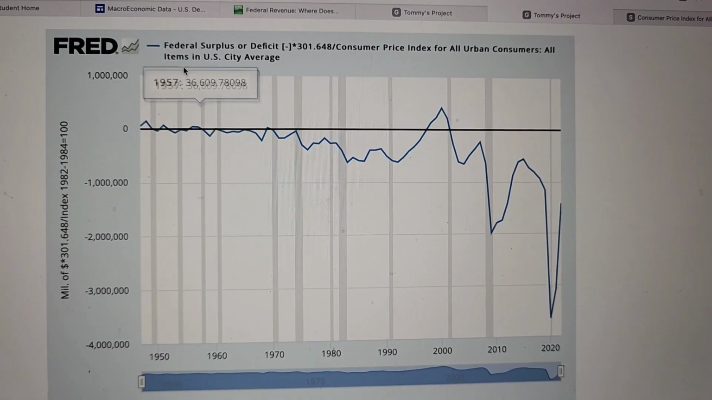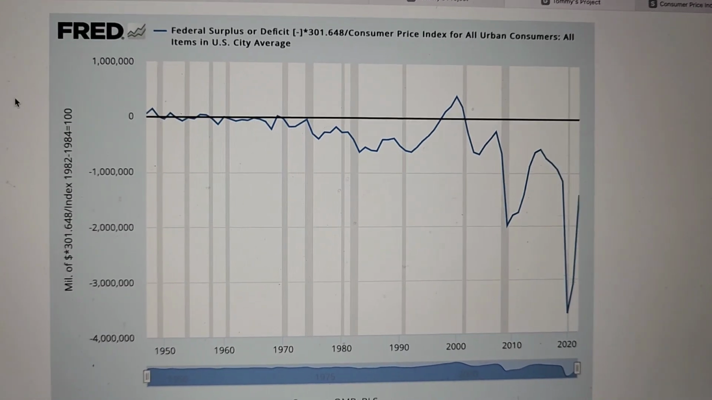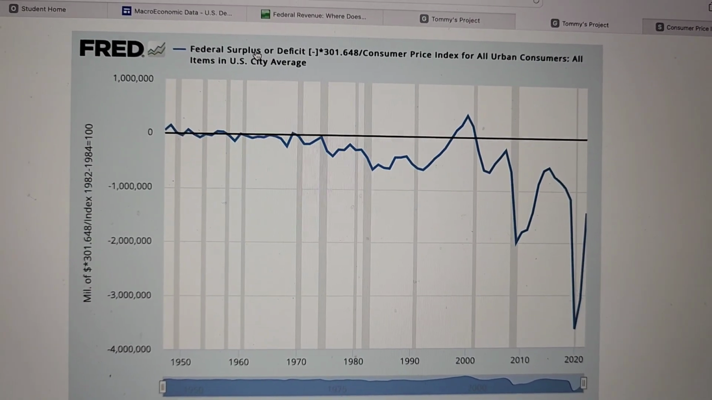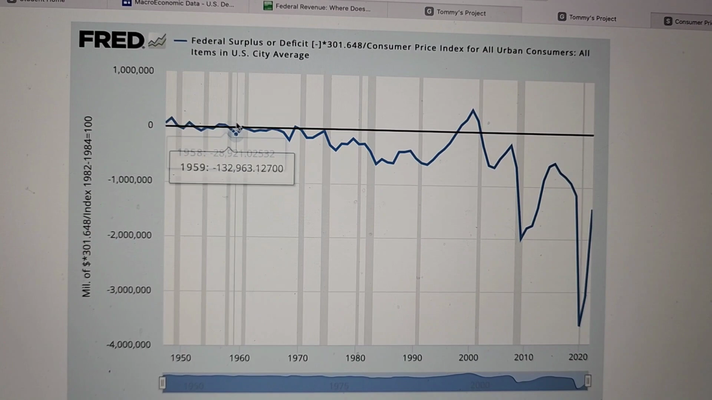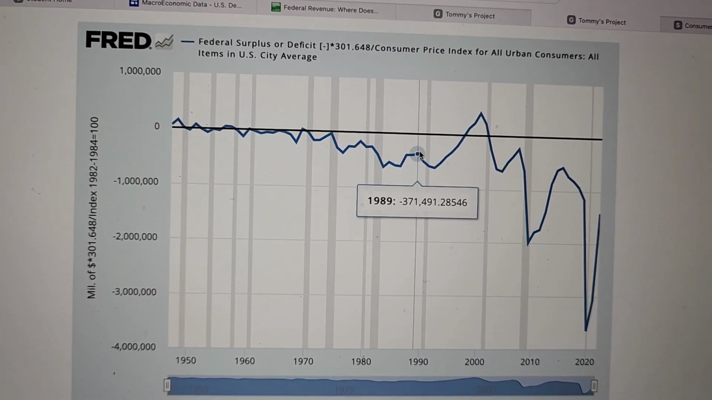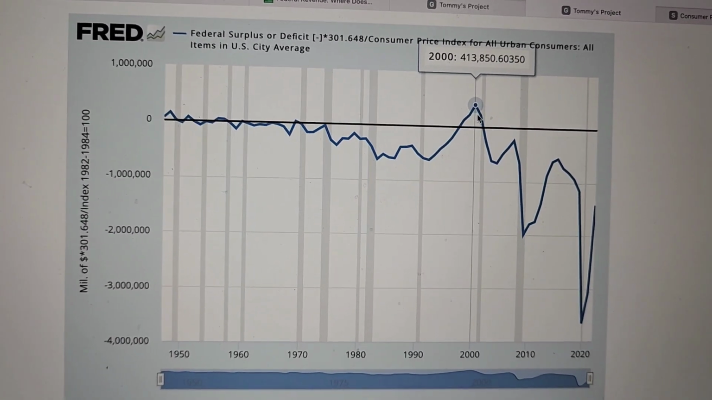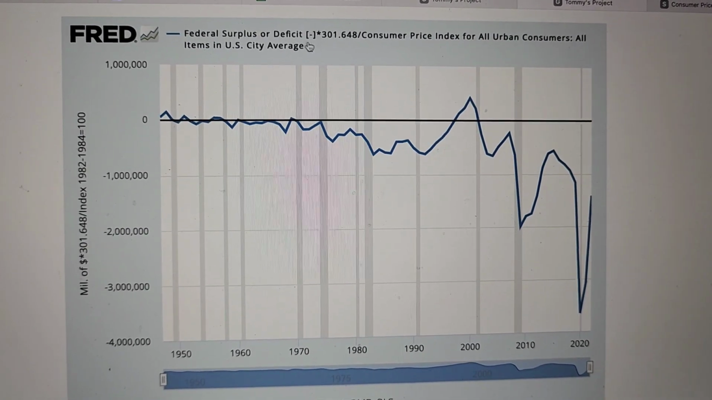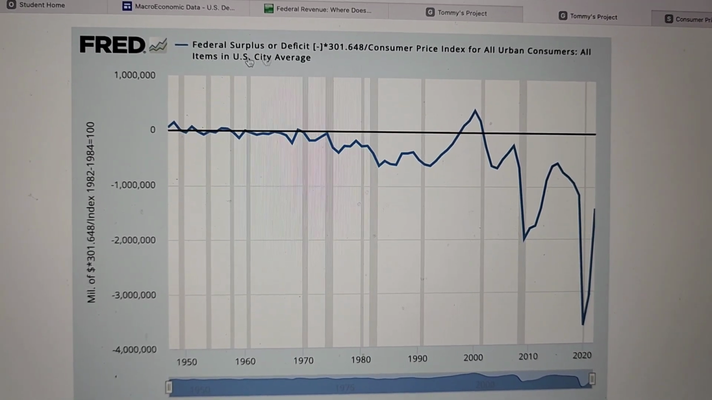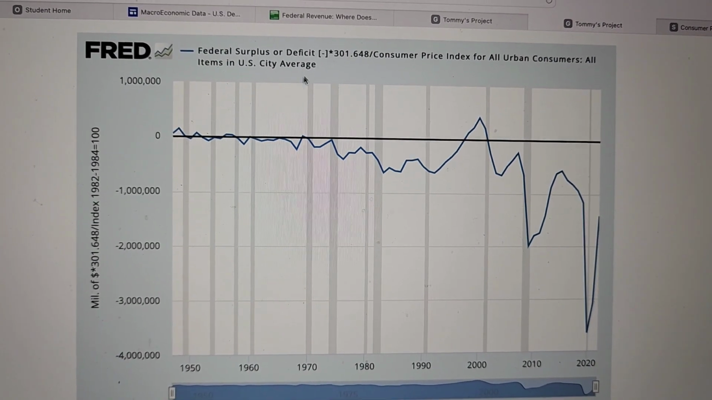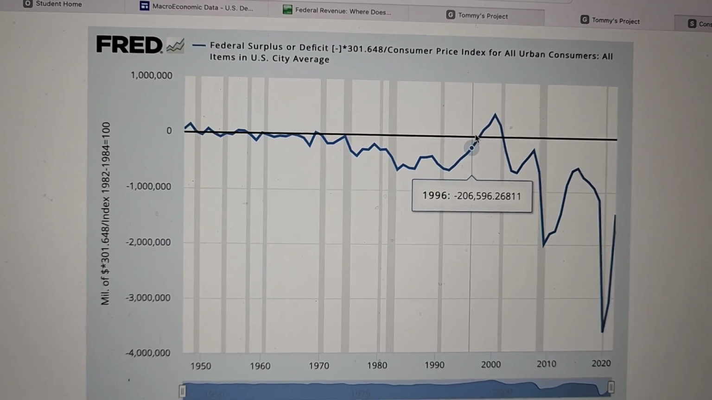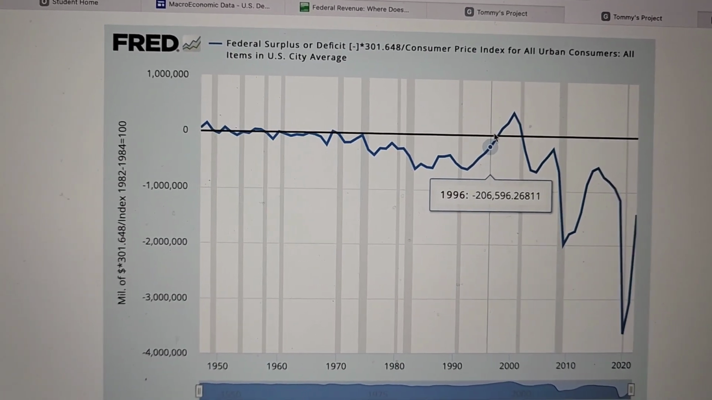Okay, for this graph, it's essentially the same, but now we adjusted it for inflation. So it's the same graph, federal surplus or deficit, and these new points are now measured for inflation. To do that, I took the surplus or deficit for any given year, federal surplus or deficit, and multiplied it by the CPI, known as the Consumer Price Index.